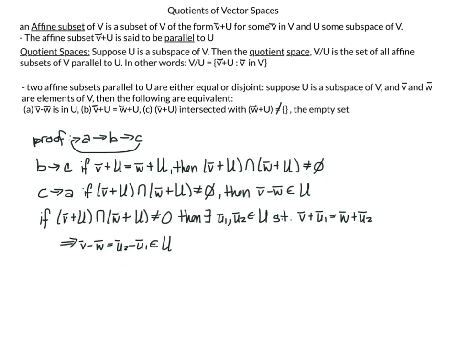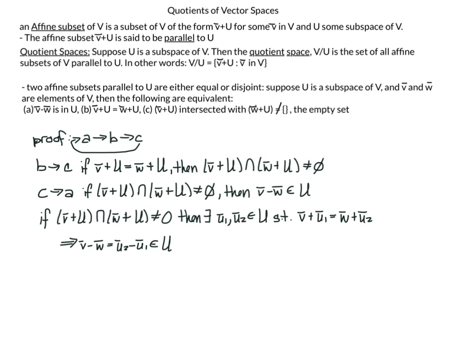For B implies C, so part B is V plus U is equal to W plus U, and we want that to imply C, which is V plus U intersected with W plus U is not equal to the null set. Well, if they're equal, they're going to have a non-empty intersection. So that one's pretty straightforward. And now to go from C to A.